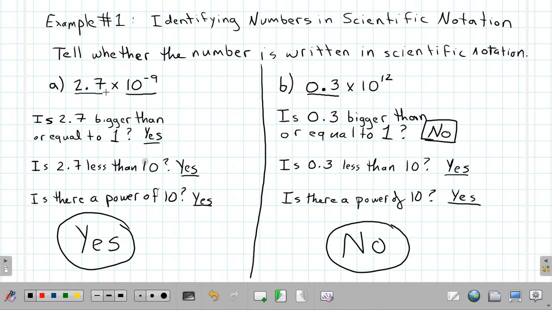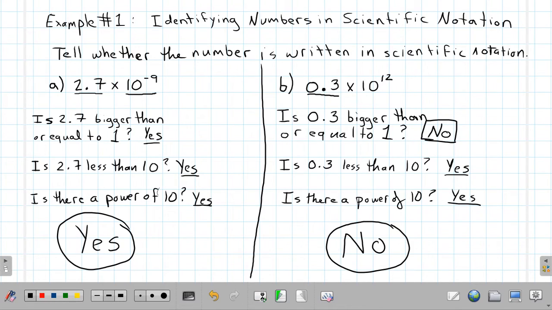And then if the number is not less than 10, like if we had 15 times 10 to the 12th power, then the answer there would be no. Any one of those questions being answered no tells us the number's not in scientific notation. Those are pretty easy once you get the hang of it, and you're definitely going to get enough practice on the practice assignment. But make sure you're answering those three questions. If any of the answers are no, then it's not in scientific notation. If all of them are yes, then it is in scientific notation.